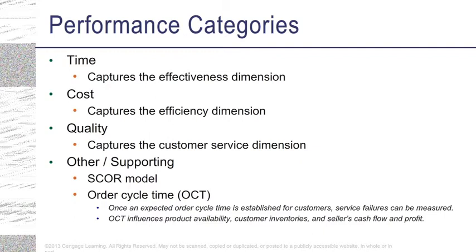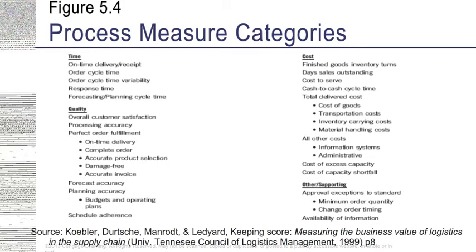As we are evaluating them, we can use the performance categories listed here on this slide. The first one being time. Time captures an effectiveness dimension. This slide gives examples of each of the main performance categories. Time is associated with effectiveness. The most commonly used metric listed here is the on-time delivery metric. Another metric here is order cycle time.